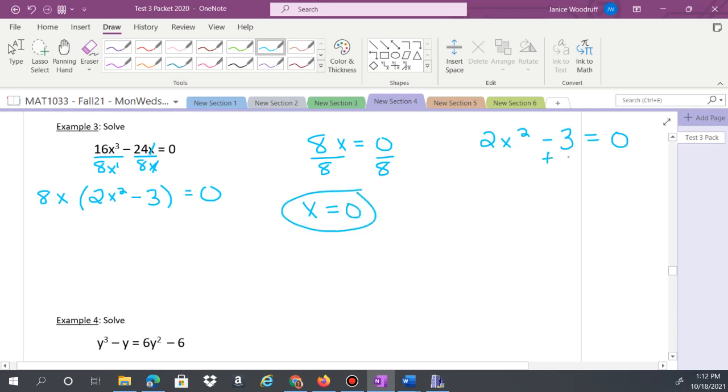Now here, I am going to add 3 to both sides. That's going to give me a 2x squared equals 3. Then I'm going to divide by 2. And that's going to give me x squared equals 3 over 2. Now when I'm solving quadratics, which we're going to do, I think, in Module 3 here, so we're looking ahead a little bit.